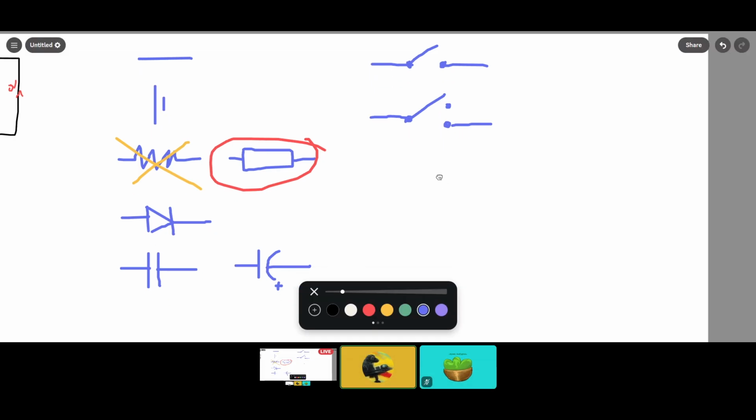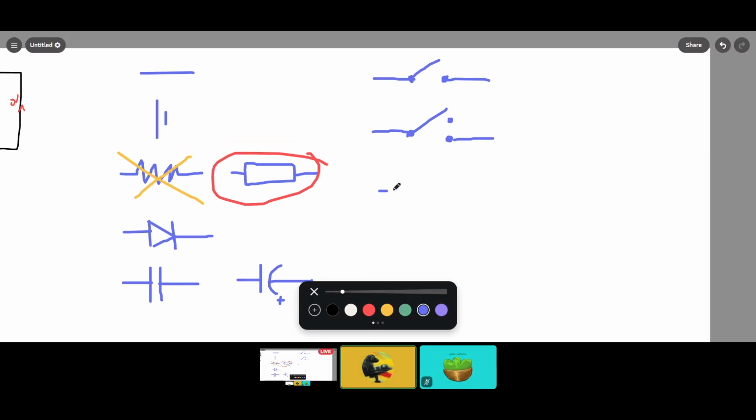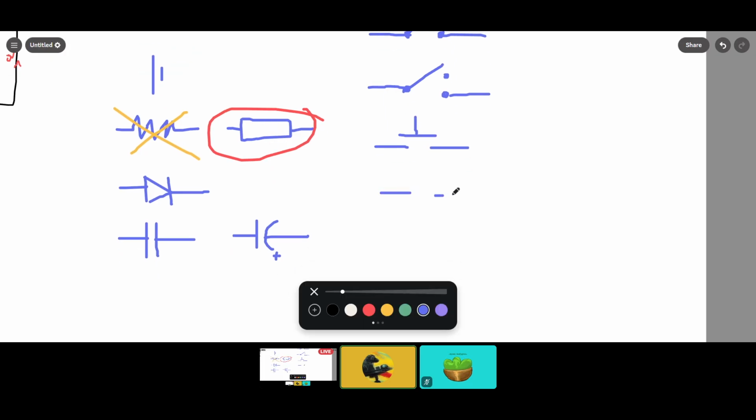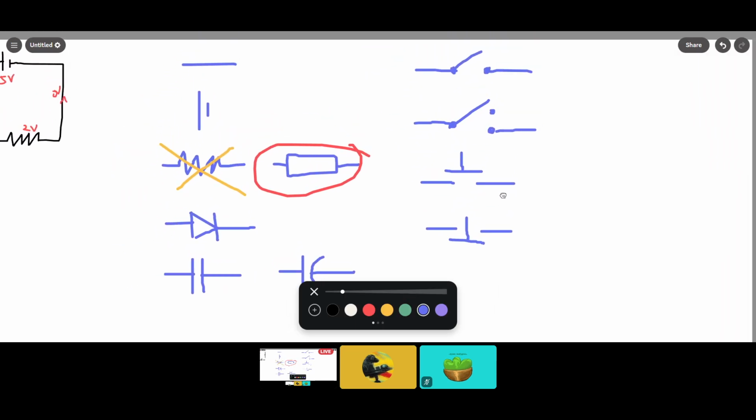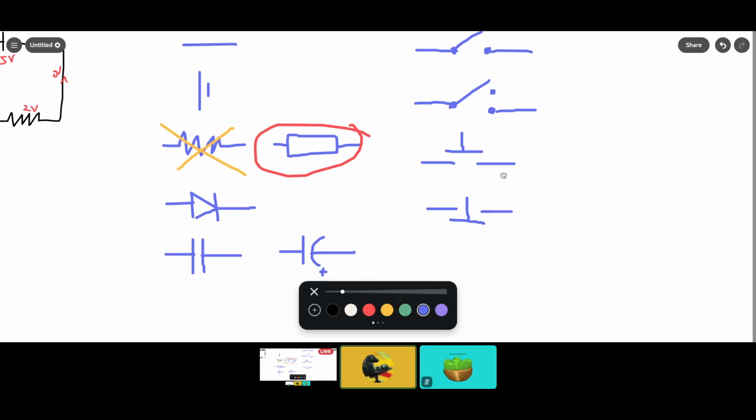Okay. And now I'm going to talk about buttons. So you have push to make, which is like this. Push to break, which is like this. Okay. Oh, what else is there?